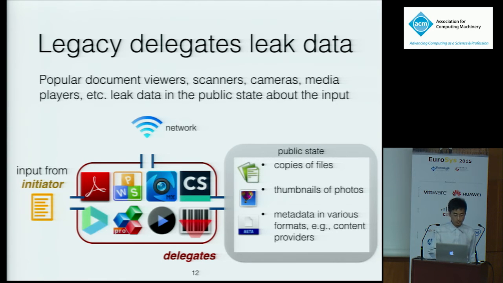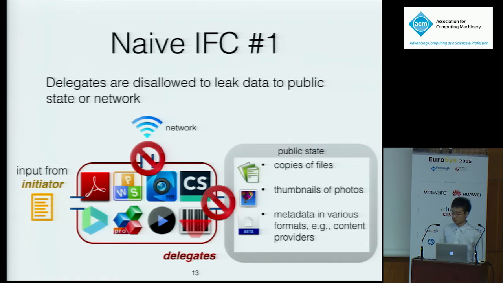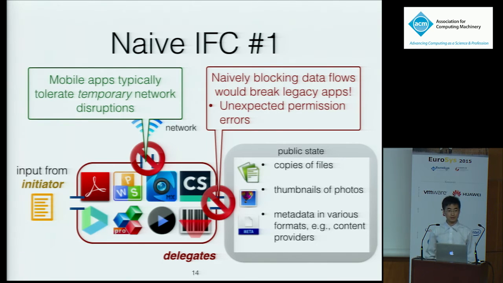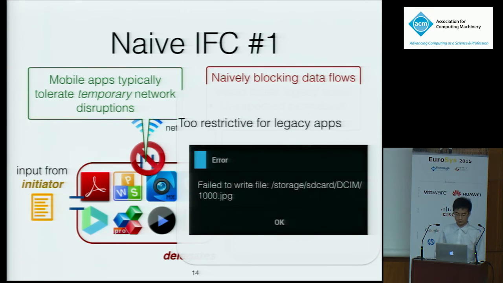So an obvious way to solve this problem is to use a very simple information flow control mechanism where it confines the delegates such that they are disallowed to leak data to the public state or the network. The good thing about this approach is that mobile apps typically tolerate temporary network disruption. However, the problem is they don't tolerate disruptions in the public state. So if we naively block data flows into the public state, these legacy apps will break because they will get unexpected permission errors. And even if they handle such permission errors correctly, what they do is usually just throw an error message to the user and stop working.